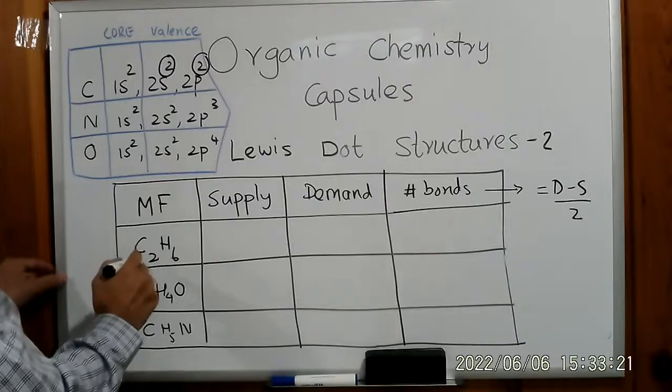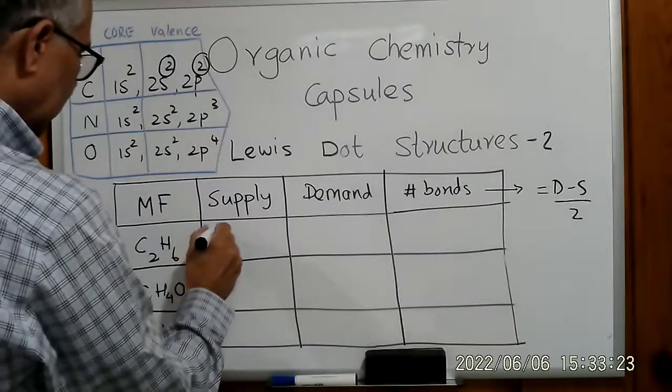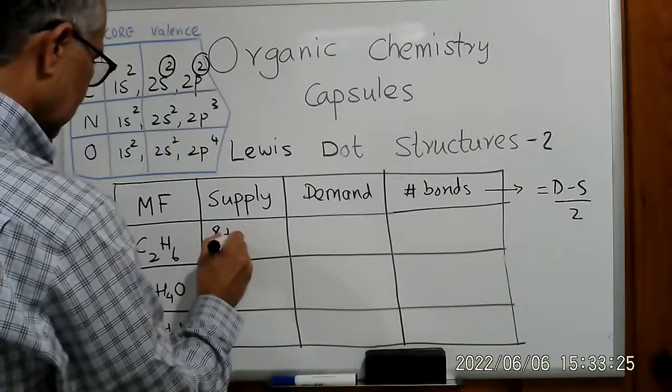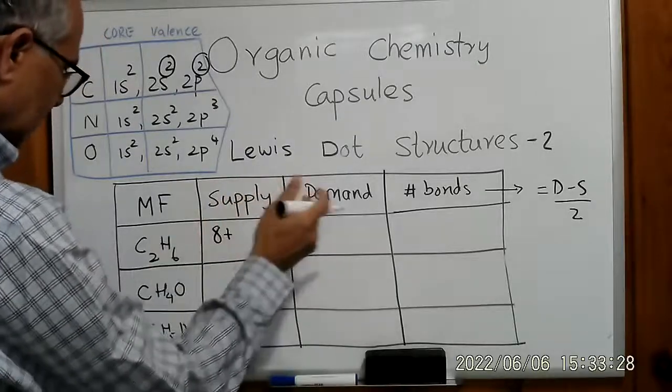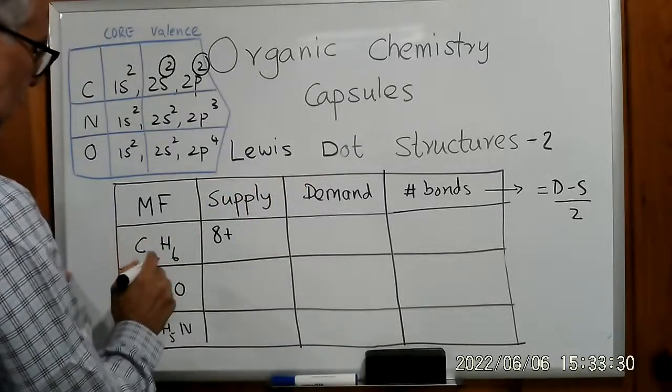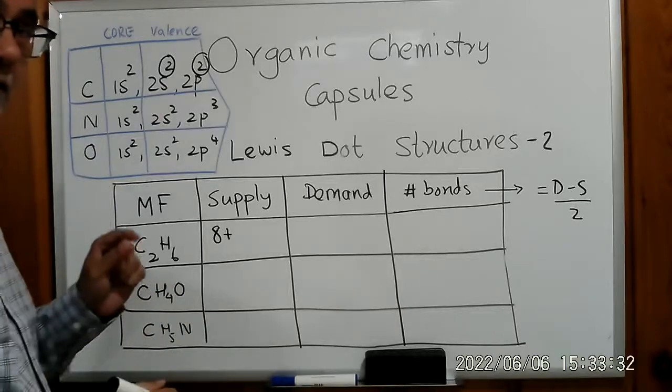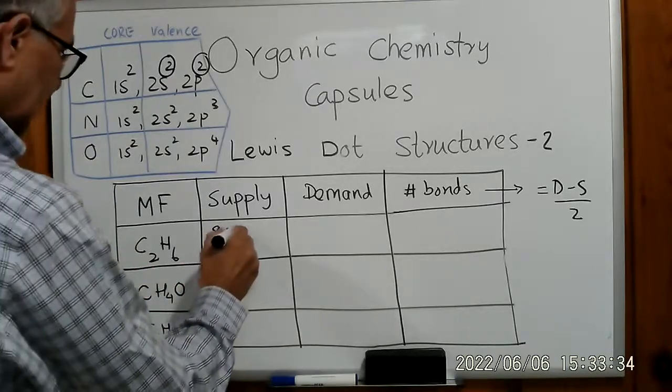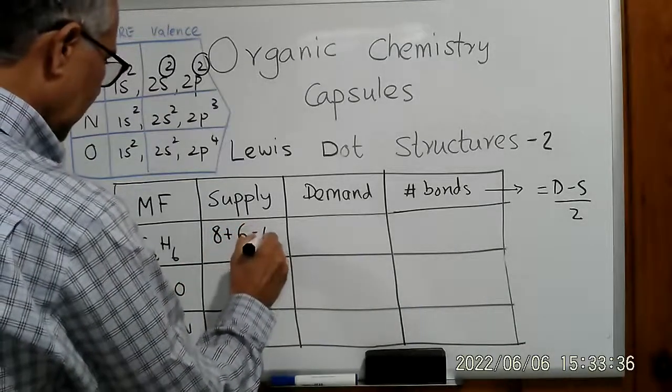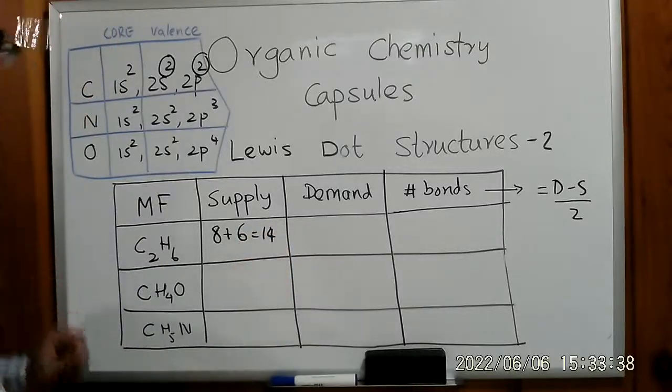So there are 2 carbon atoms, so there are 8 valence electrons supplied by carbon, and each hydrogen atom has 1 electron, so there are 6 in total, so the supply is 14 electrons.